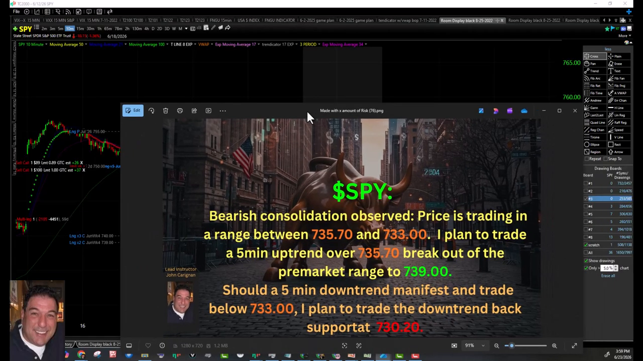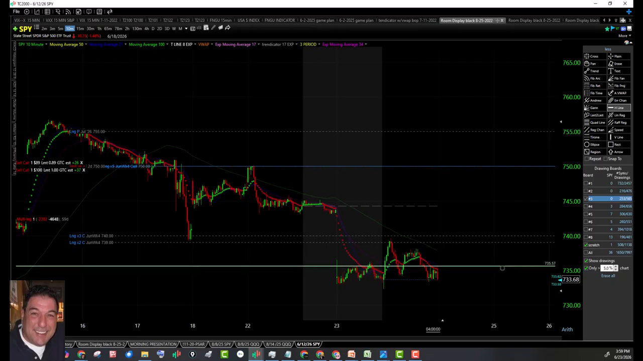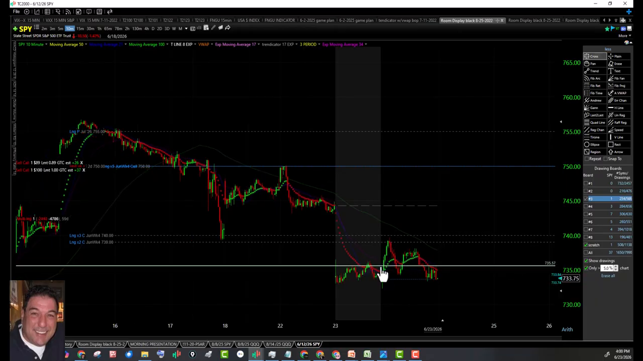Okay, so 735.70, 733.20. I plan to trade a 5-minute uptrend over 735.70. In other words, a breakout of the pre-market range right up there to that 739 number. Okay, so you can see, I'll put the line in there for the 735.70 area right there. So that popped and we traded it to right here. Okay, and it happens to coincide with that right there. Okay, so we took profit right there.